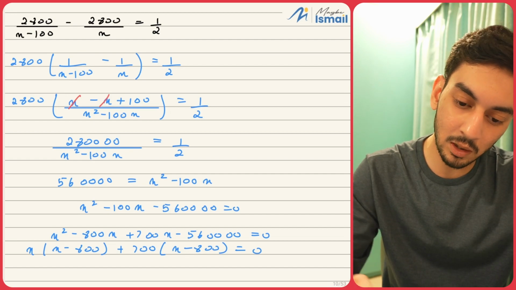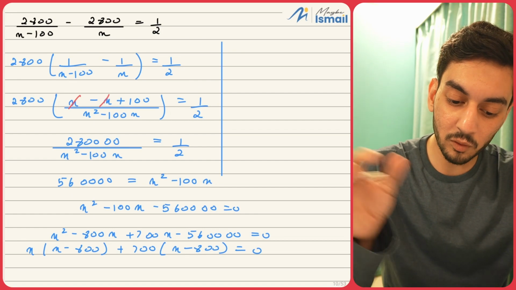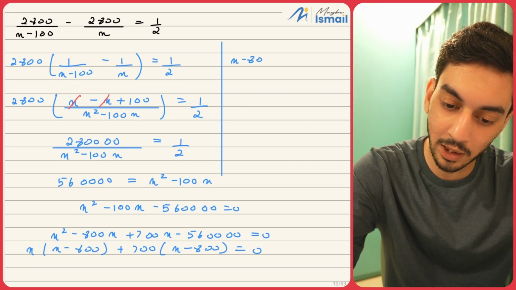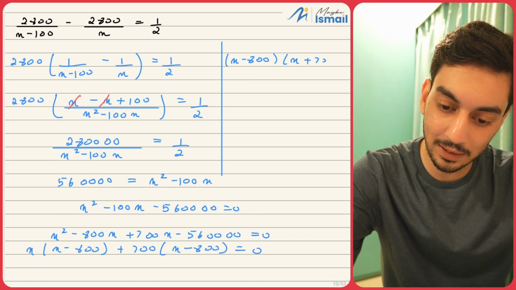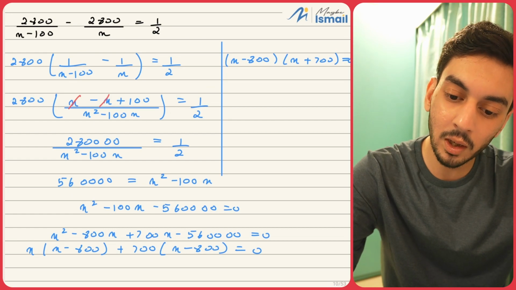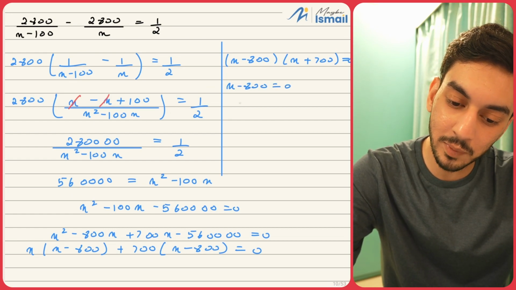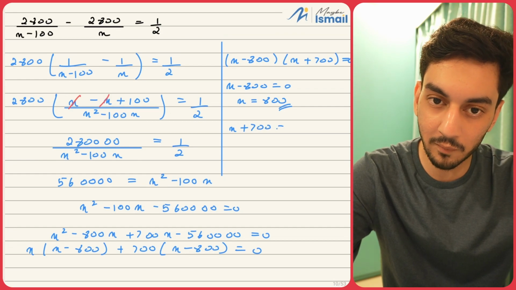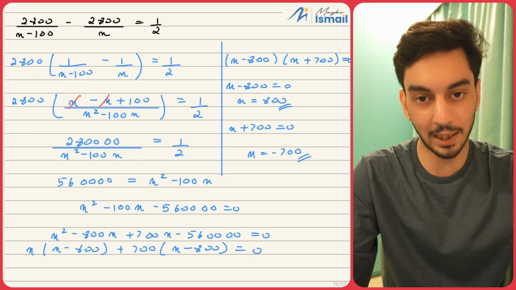From here both the terms have x minus 800 common in them, so I take x minus 800 out. The first term gives me an x and the second term gives me a 700, that is equal to 0. I can surely say that x minus 800 would be equal to 0, which means x would be equal to 800. That is one of my answers. Or I can say x plus 700 would be equal to 0, and hence x would be equal to negative 700. That is my second answer.